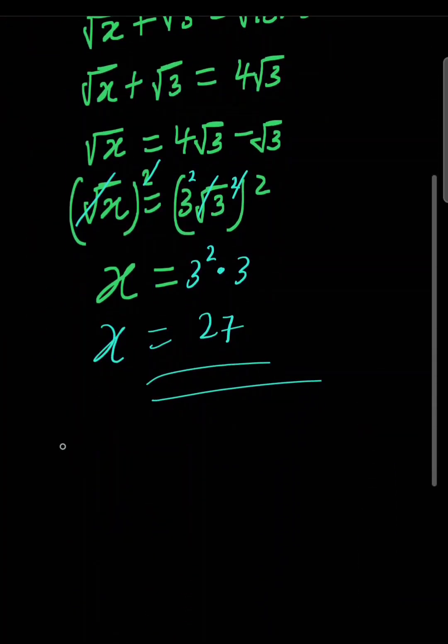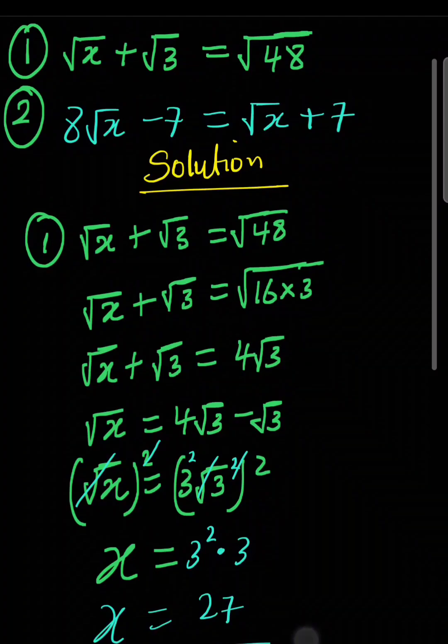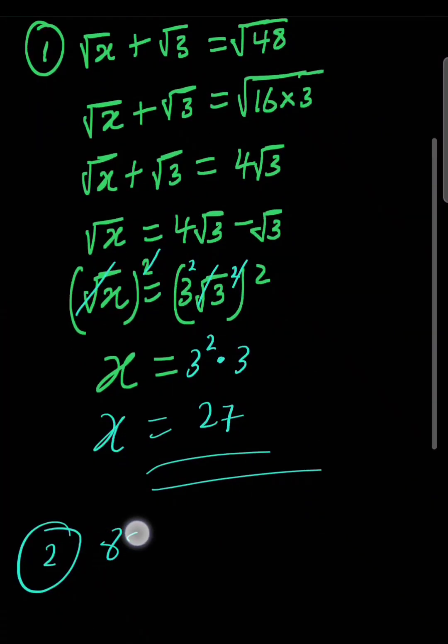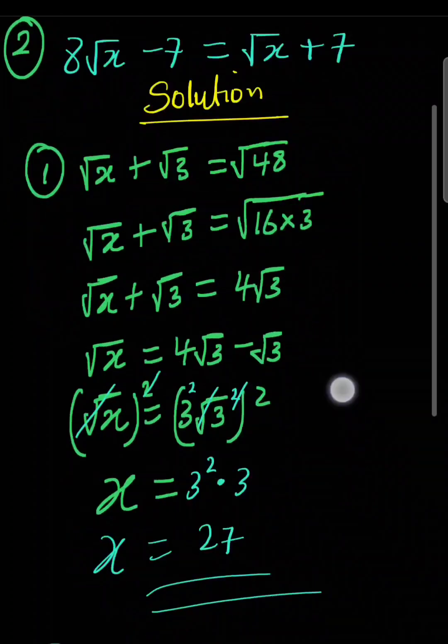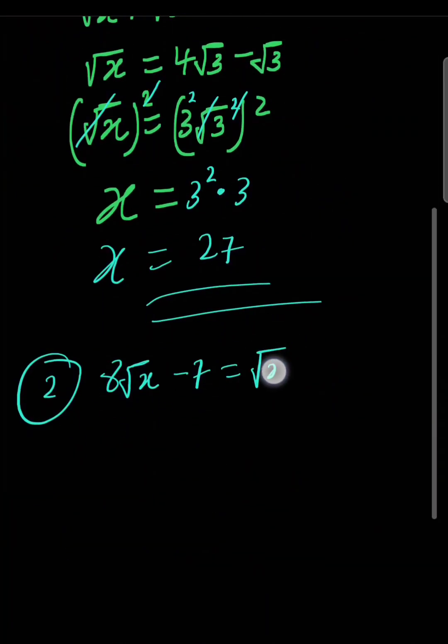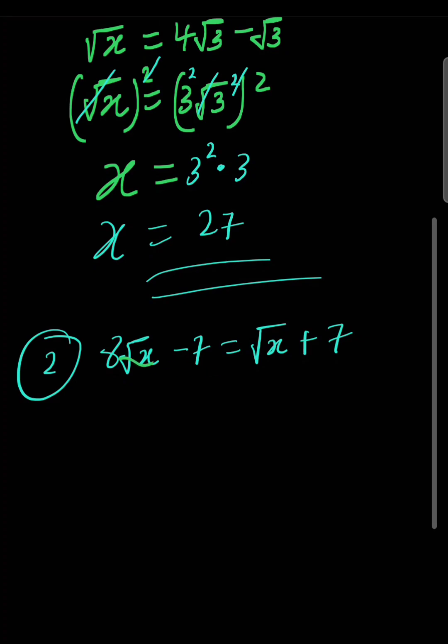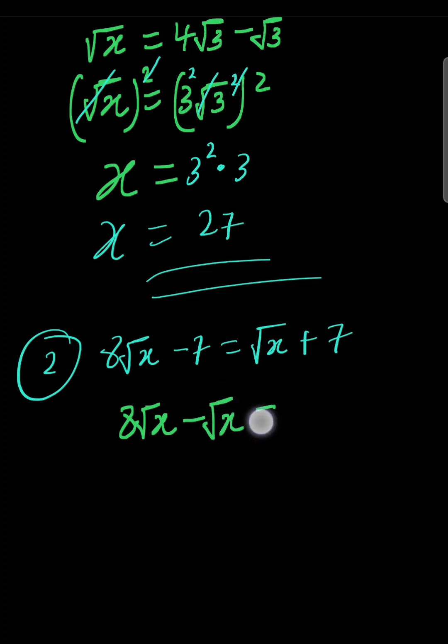Now let's look at the second equation. We have 8 root of x minus 7 is equal to root of x plus 7. In this case, all we're going to do is just combine the like terms. The ones with x we put together, and we put the constants together. So this is going to be 8 root x, and when this root x crosses to the left hand side to meet 8 root x, it is going to be negative root of x, which is equal to, here we have 7, and when this 7 crosses it is going to be positive 7.